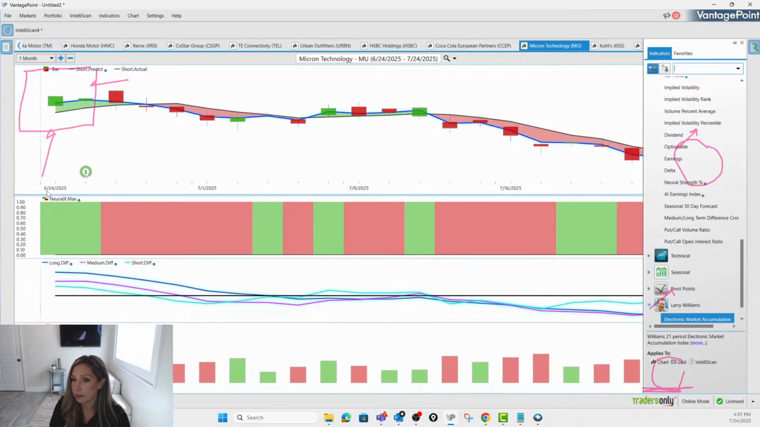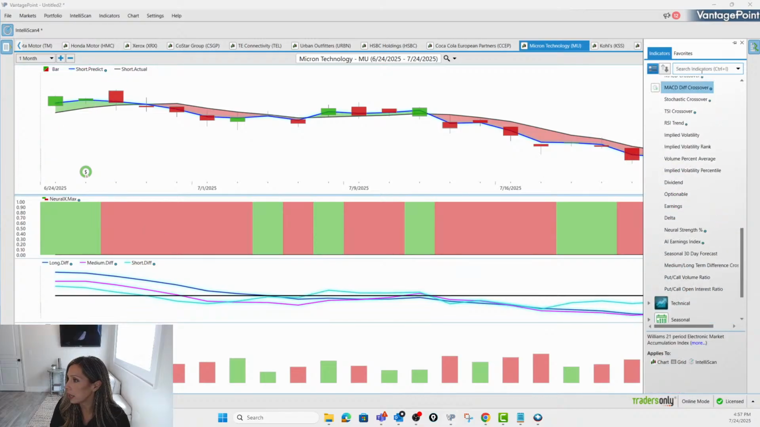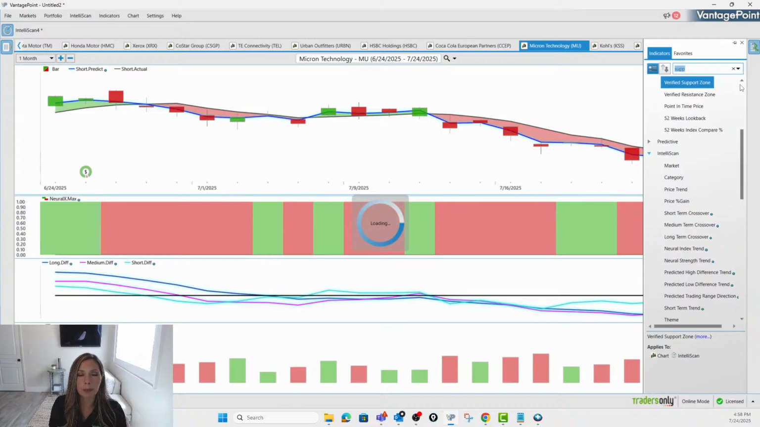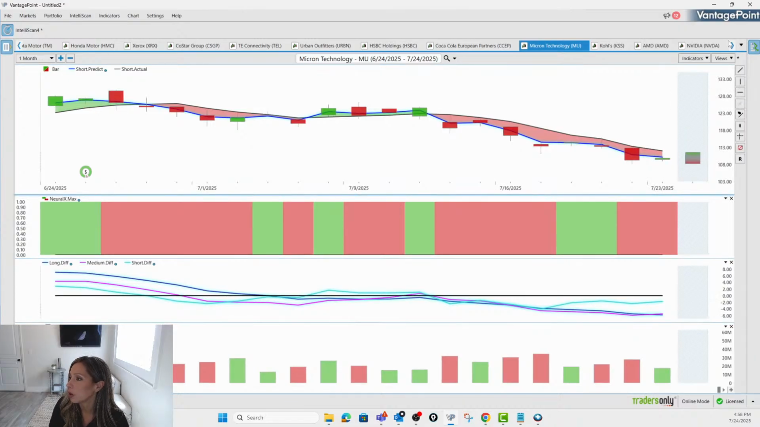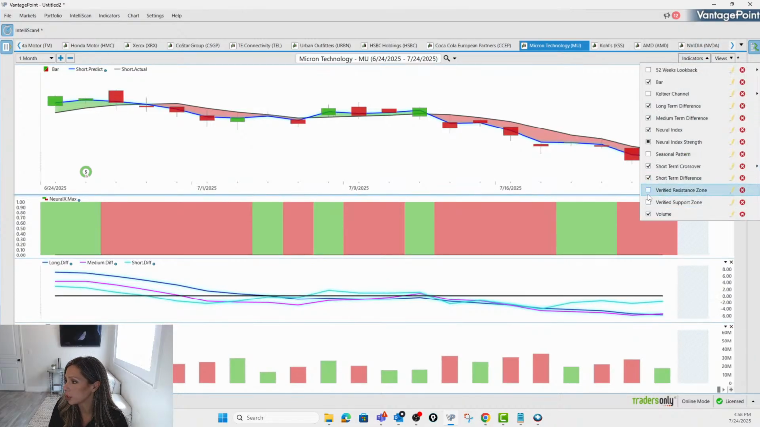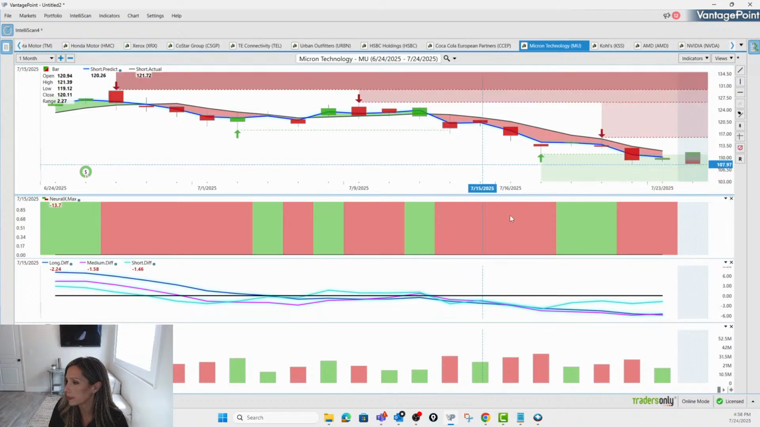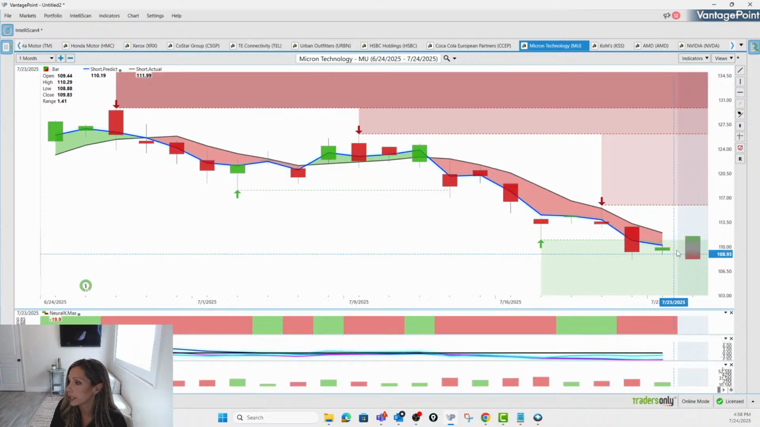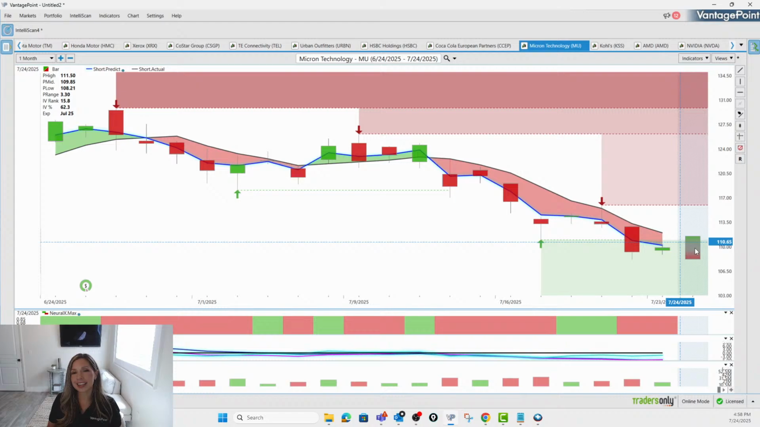So let me just clear my drawings here, and let's go ahead and analyze from a support and resistance standpoint as well. So I'm going to add our support zones onto our software here, and I can just add them on right here from our drop down. And here now we see that we do have these zones of support and resistance. So we are in fact at a support level.